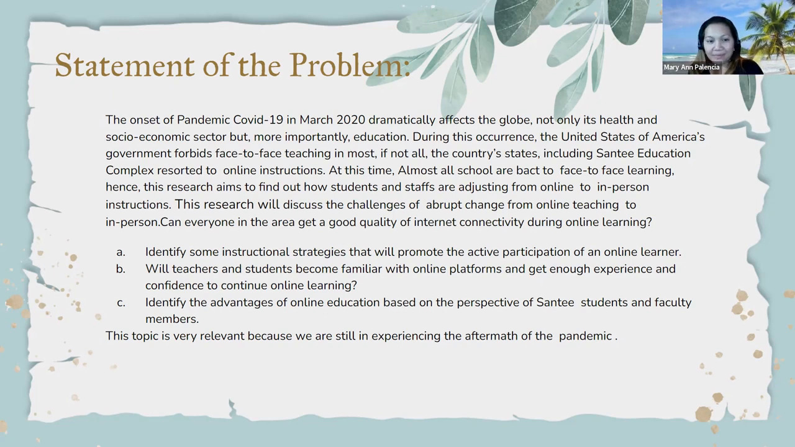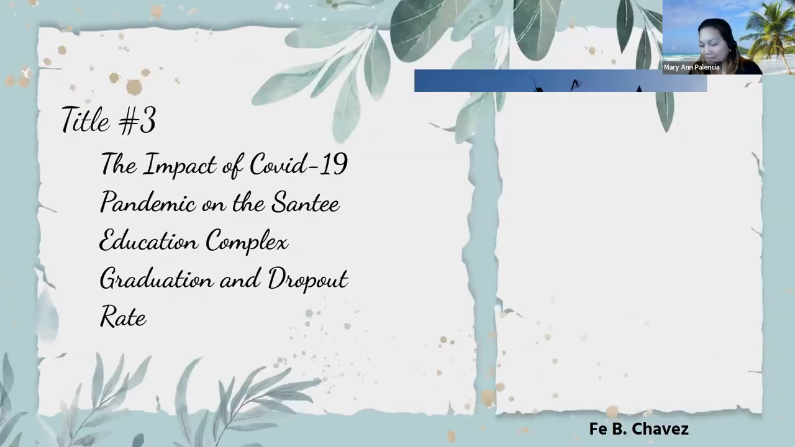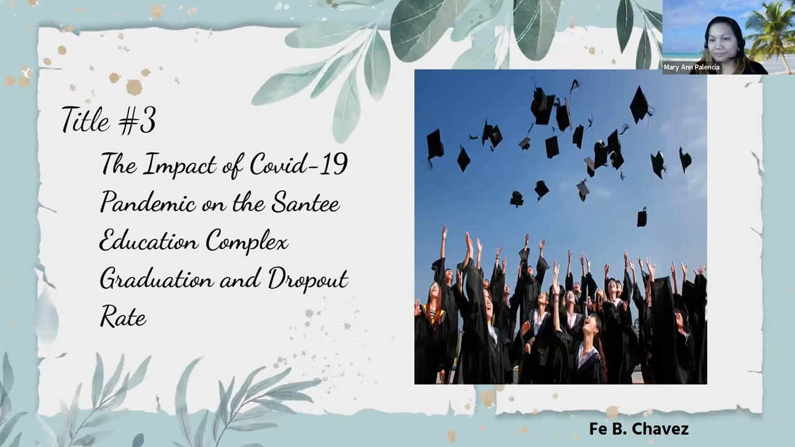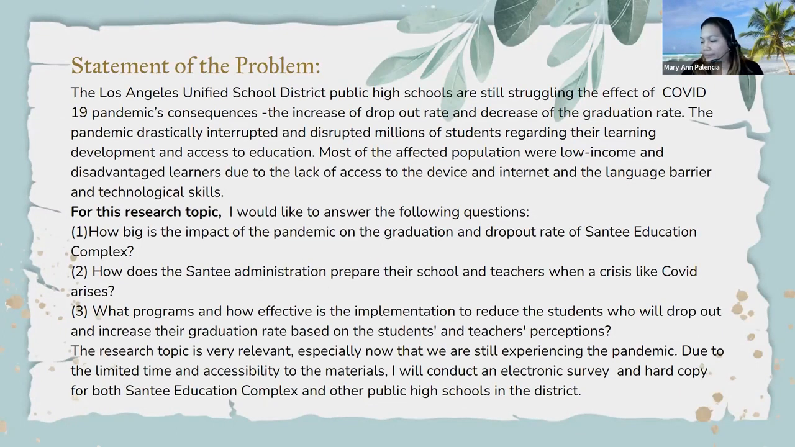So for the third, I have actually three. The third one is the impact of the COVID-19 pandemic on the Santee Education Complex graduation and dropout rate. The Los Angeles Unified School District public schools are still struggling with the effects of the COVID-19 pandemic's consequences, the increase of the dropout rate and the decrease of the graduation rate.